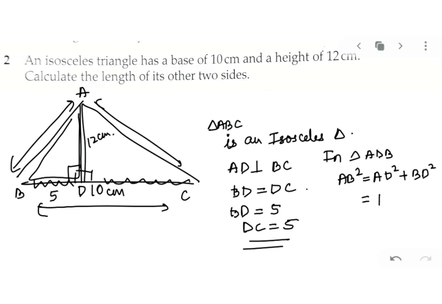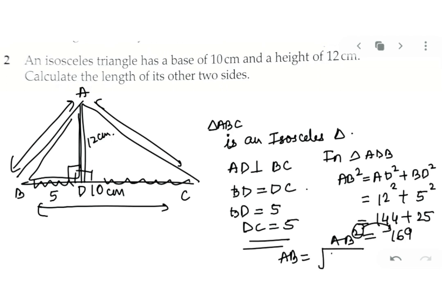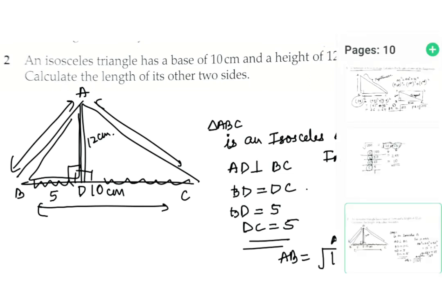Yes. AD is given as 12, so I'll make 12 square, and BD is given as 5, so we'll make 5 square. That will make 144 plus 25. That will add up to 169. Now you got the value of AB square as 169. But what do we want? We want side AB. So this square will get shifted here on the other side as a root. So you have to find the square root of 169. Let's see how we can find the square root of 169.